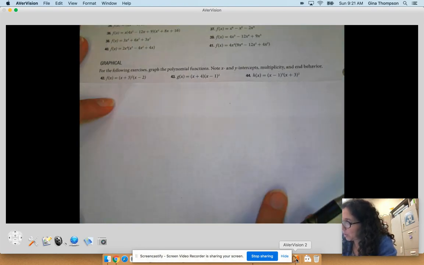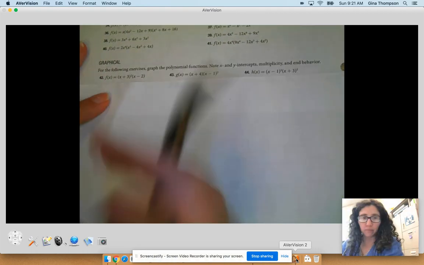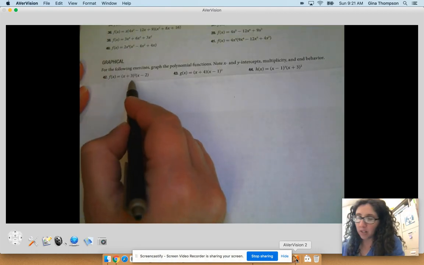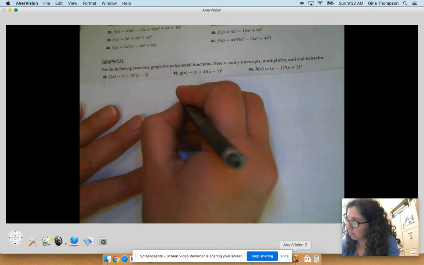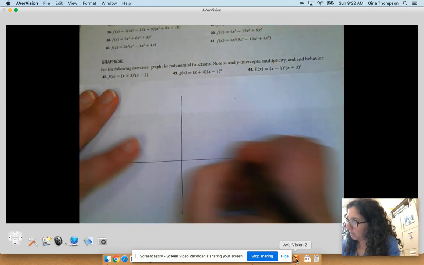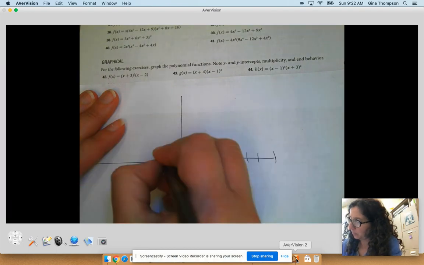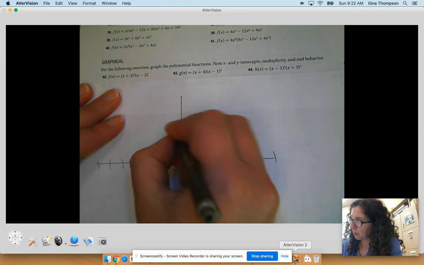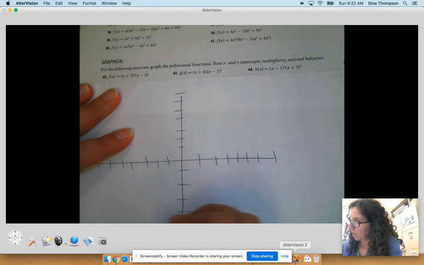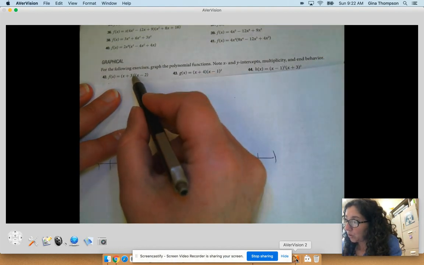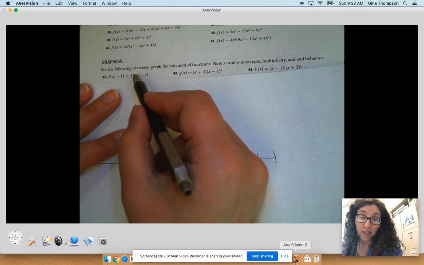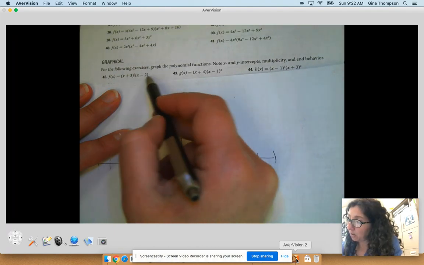Okay, once again, I'm just going blind here. Let's do this one. x plus 3 squared times x minus 2. All right, let's draw a graph. All right, let's look at end behavior. This is going to be cubic. So you could obviously pause this video and see if you can graph this. It's going to be cubic, positive coefficient.